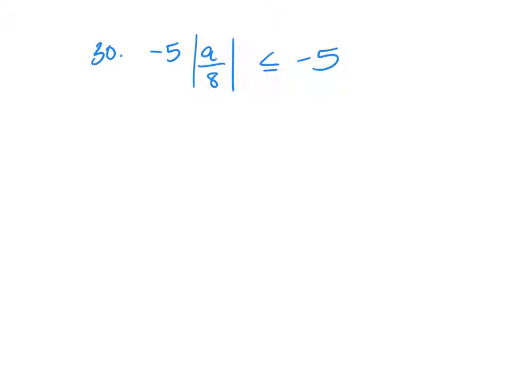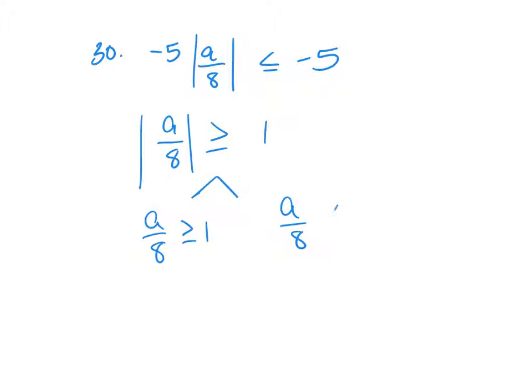So here, you've got to get rid of the -5 first. So you're going to divide both sides by -5. When you divide by a negative number, the sign changes. So it's a 1. Now you set up your two equations. A over 8 is greater than or equal to 1. A over 8 is less than or equal to -1. And here you multiply by 8. So A is greater than or equal to 8. And A is less than or equal to -8.